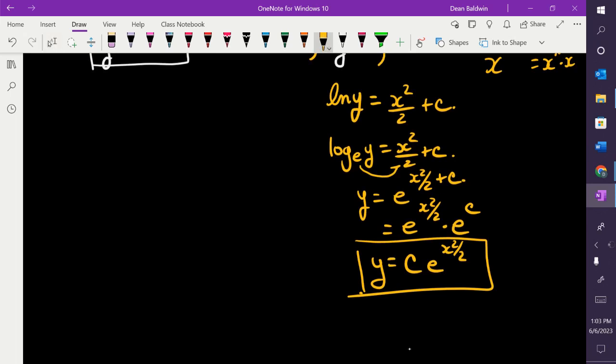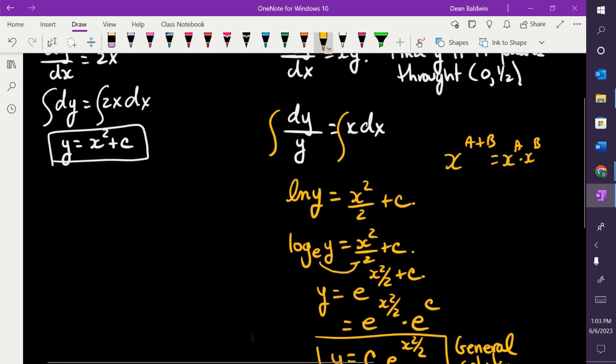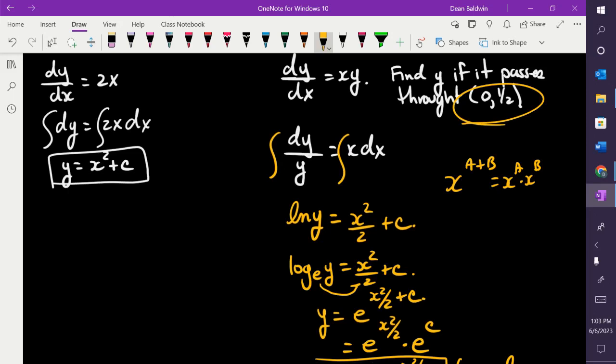Why is this the general solution? It's because we don't know what c is. Okay? So when you don't know c, it's called the general solution. Can I figure out c? How? Yes, we're going to use our x and y values, 0 and 1/2.